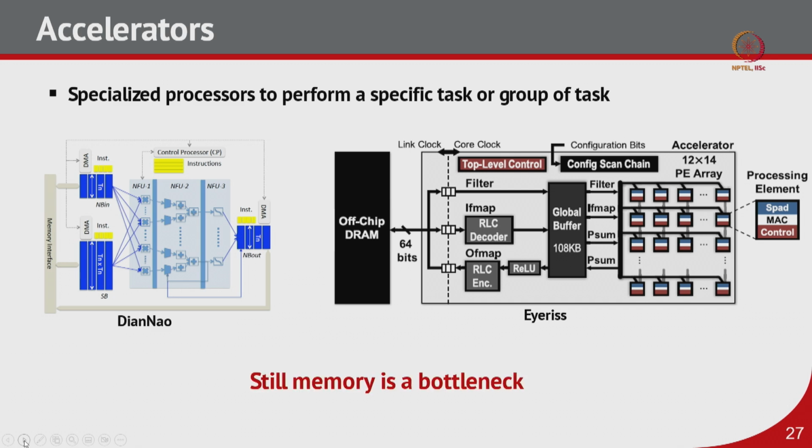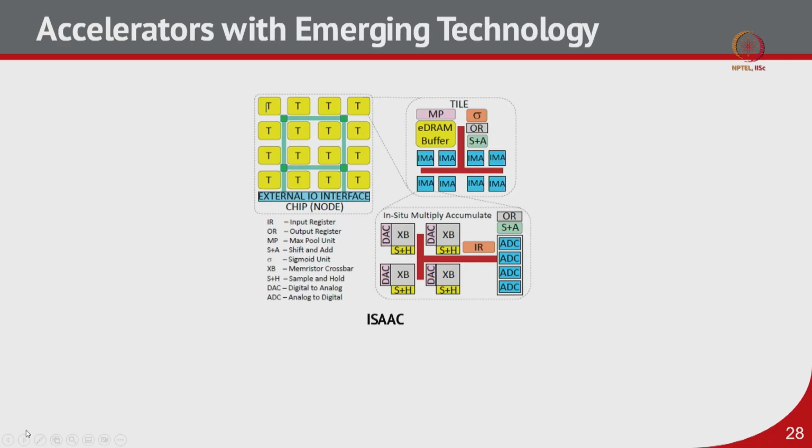Now, memory is still a bottleneck. Even if we have accelerators, somebody has to provide the weights or the intermediate data which our machine learning algorithms are generating. Somebody has to provide that data to the processor, right? So, memory is still a bottleneck. To address that challenge, there are accelerators with emerging technology, which we will discuss in this course.